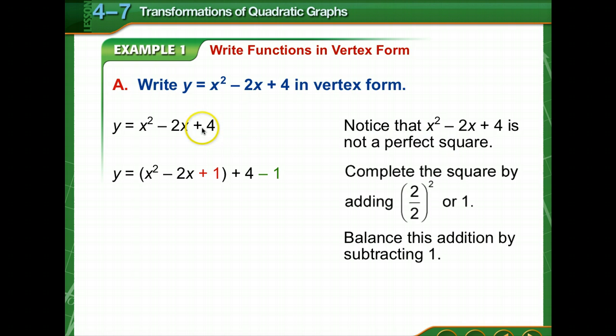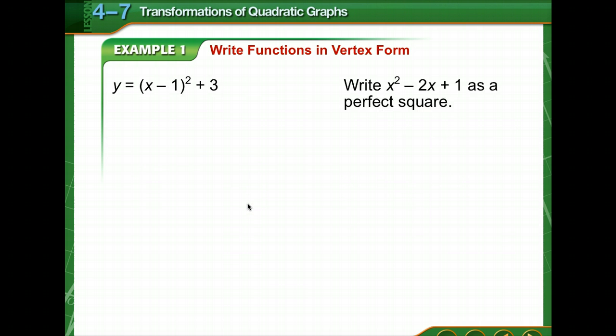So imagine that that was a negative 4, and we'd be adding 1 to it, and then we moved it back, we'd be subtracting it. So if you add it in here, you're going to subtract it from the constant. So we're left with y = (x - 1)^2 + 3. So that is our answer written in vertex form, where we've got an h and a k.